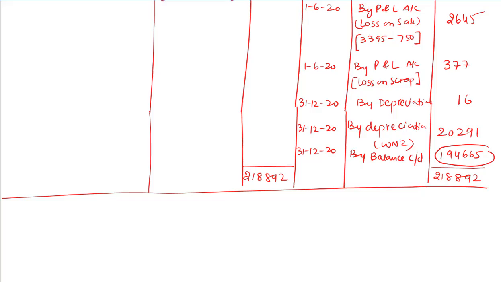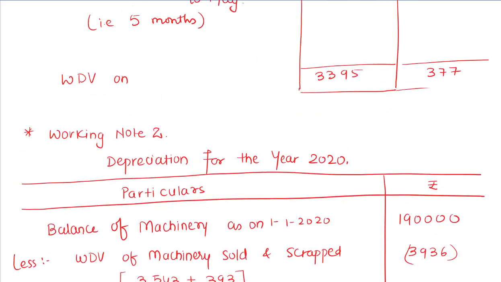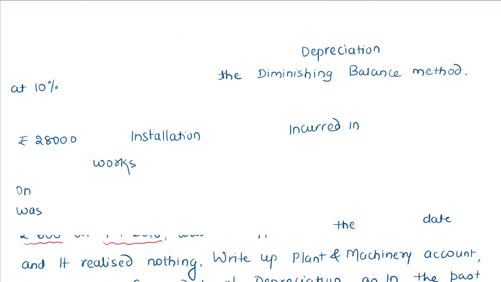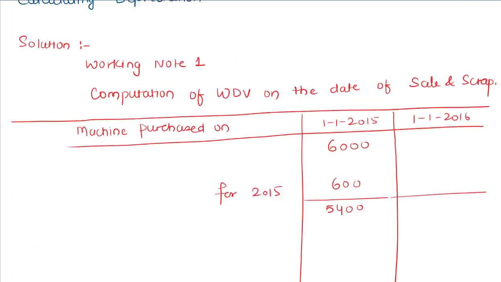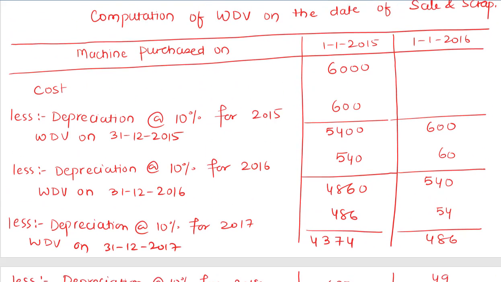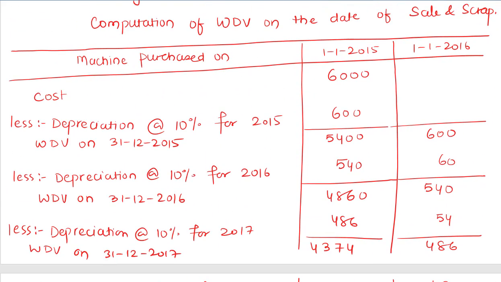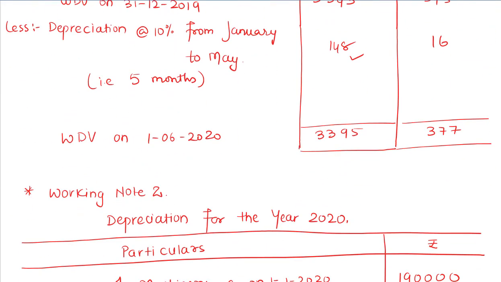I believe you must have understood till here. Let's see what we have done in this illustration. First, we have done a computation of WDV on the date of sale and scrap. This was working note number 1. There were two machineries, one purchased on 1st of January 2015 and another on 1st of January 2016. We have calculated the WDV on 1st of June 2020.